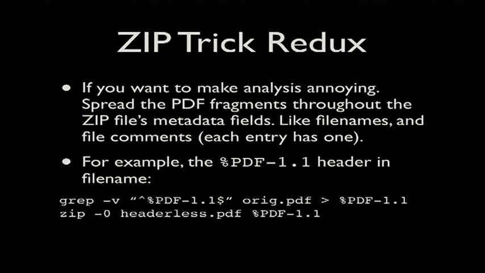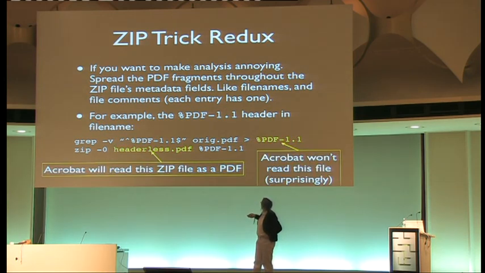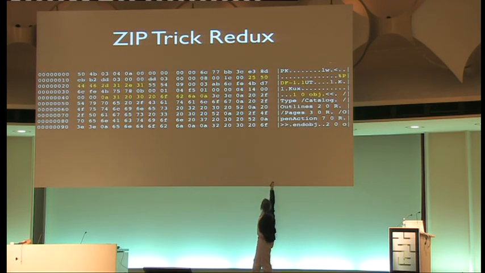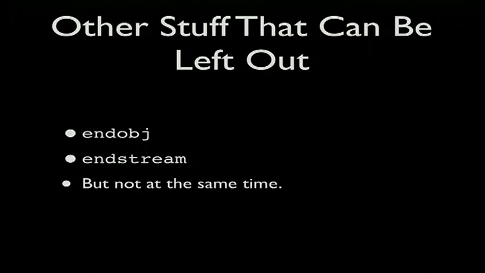And if you want to make analysis kind of annoying, you can start putting pieces of the PDF into the metadata in the zip file, so that when you unzip the zip file, they disappear, because they're not actually inside the file, the zip file, that is. In this case, I just stuck the PDF header into the file name, and then took it out of the actual file. So when you zip this up, the file name goes right before the rest of the compressed data. When Acrobat sees this, it's like, oh, that's a PDF. But from zip's point of view, this is the actual beginning of the data. So when you unzip it, it starts there, and that doesn't end up at the beginning of the file.